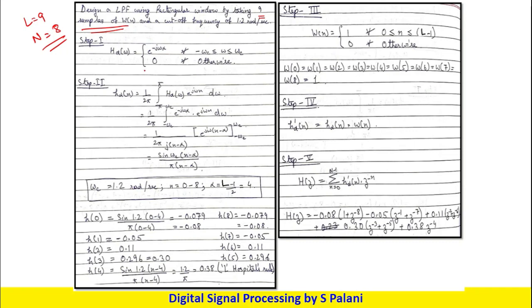In the first step, we will be calculating Hd of omega, as we did in our previous cases also. This is equal to e to the power minus j omega alpha for the frequency range of minus omega c to omega c.